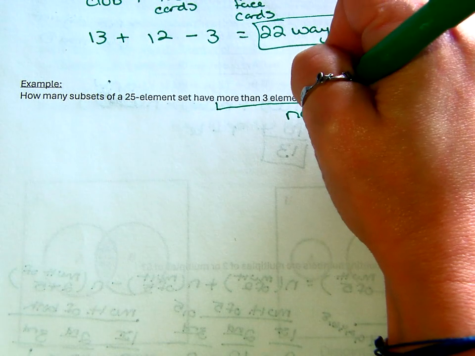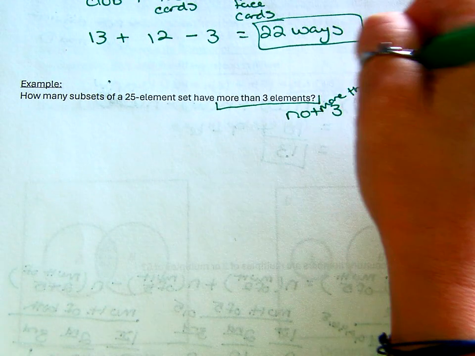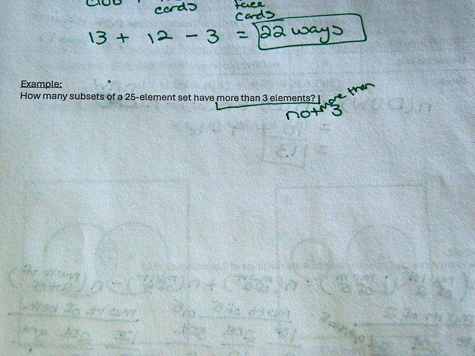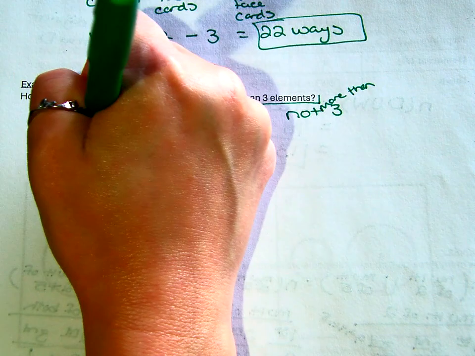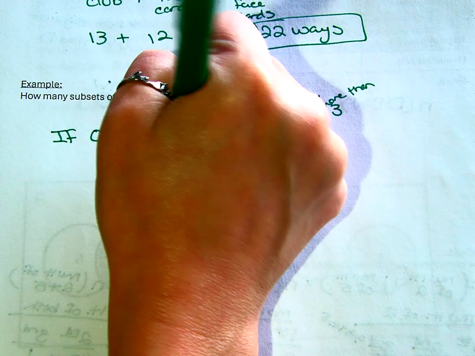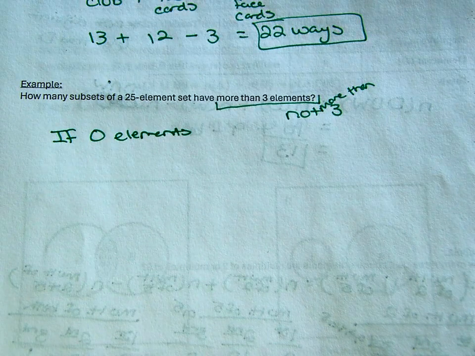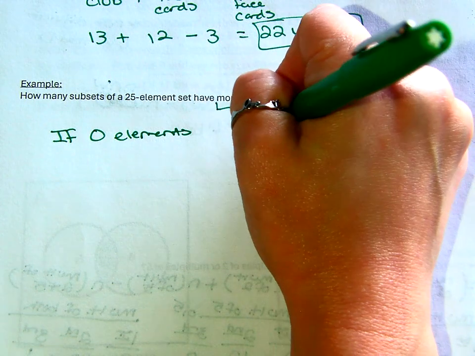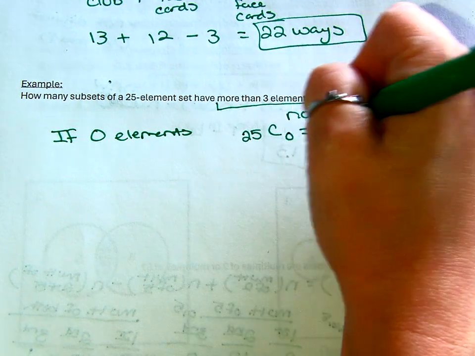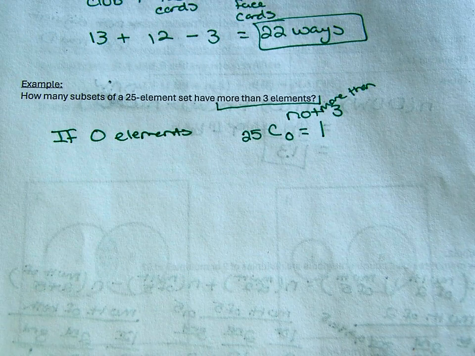So if you're not more than 3, let's consider if we have 0. This one might seem a little bit weird or seem like a moot point. But if I have 25 elements out there and I don't take anything, how many different ways that are unique can I not take anything? You have 1 subset. And you can even do it here with our combinations. If you do 25 choose 0, where we don't take anything, there's only one way not to take anything. So there's 1 subset.